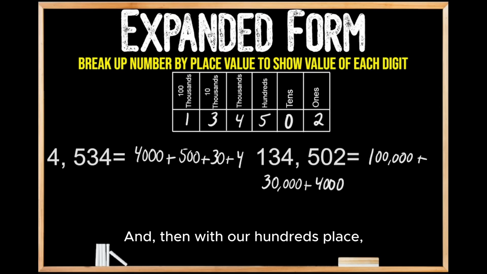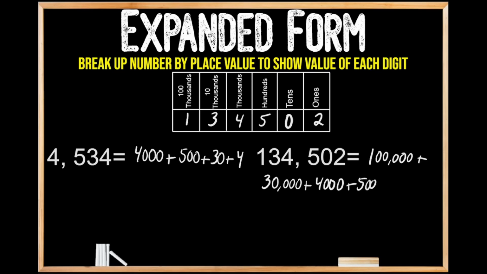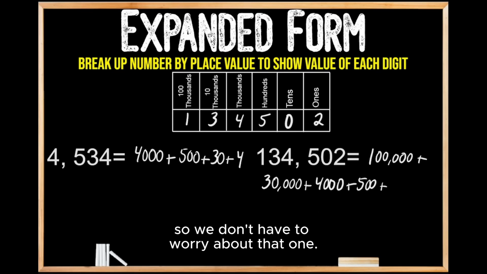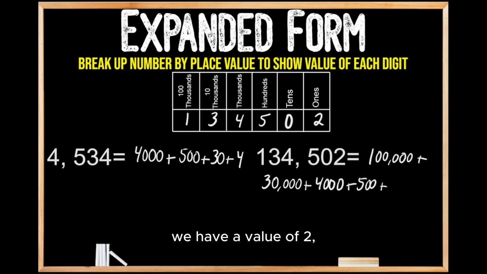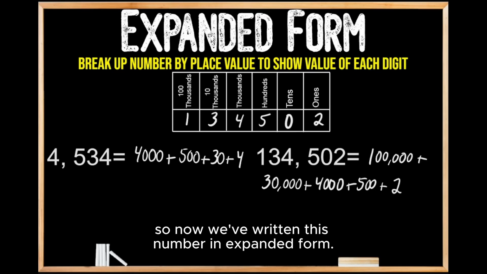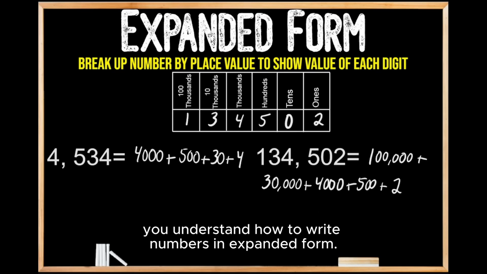And then with our hundreds place, we have a value of 5, so that 5 is going to be worth 500. And then in our tens place, we have a 0, so we don't have to worry about that one. But in our ones place, we have a value of 2, so we're going to write our 2. So now we've written this number in expanded form. So hopefully by now you understand how to write numbers in expanded form.